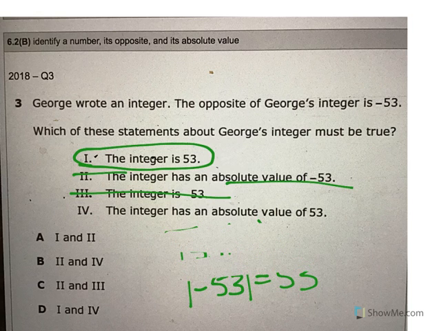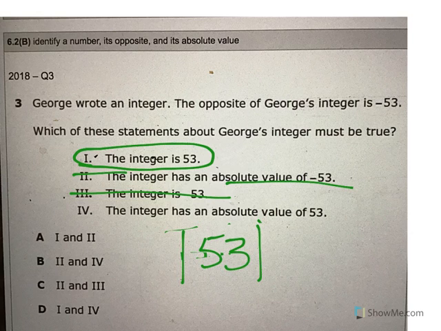I'm going to erase this down here. All right. The integer has an absolute value of 53. Well, let's see what the absolute value of 53 is, because that's the opposite of negative 53. What is the absolute value of 53? That's right, 53, because again, what's the distance the number is from 0, and how far is 53 from 0? It's 53. Again, you can't travel a negative distance. So Roman numeral 4 is correct. So what's our answer choice on this one? That's right, D. Very good.